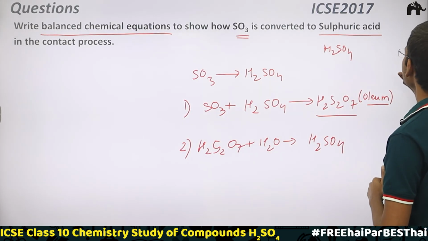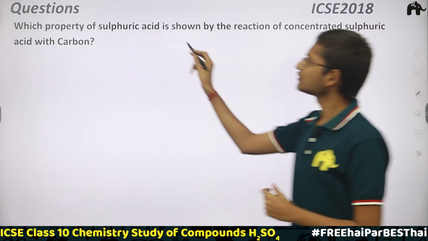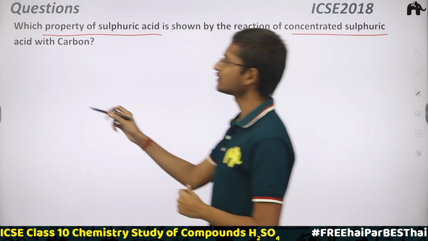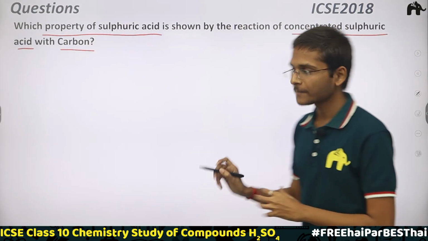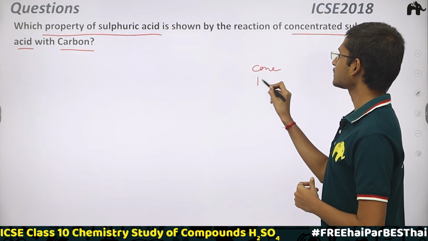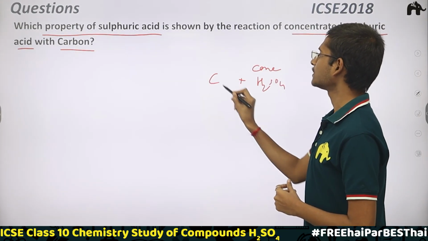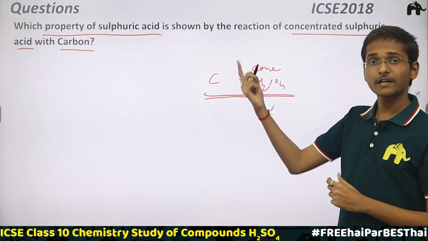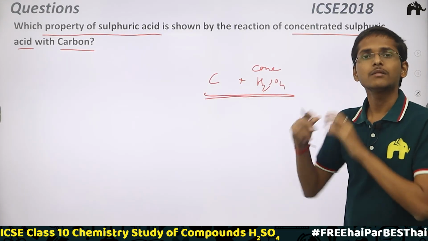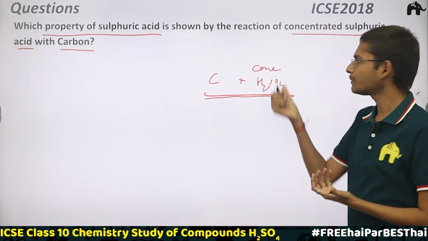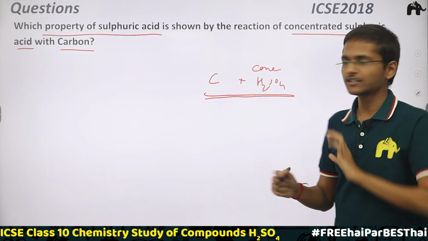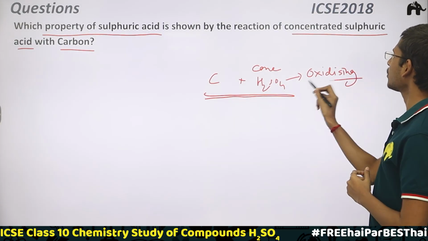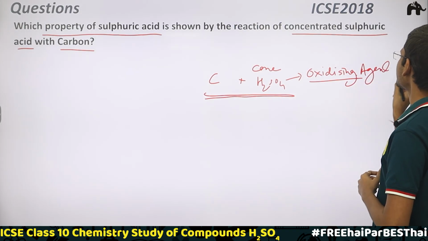And moving to the next one, which property of sulfuric acid is shown by the reaction of concentrated sulfuric acid with carbon. Okay, so again the same thing, concentrated sulfuric acid with carbon, which property would it show. Just now a few slides back we have seen the question. There they asked us to write the balanced chemical equation. Here they are asking which property is shown by the concentrated sulfuric acid. Now we know carbon is oxidized, right? So the property shown by the concentrated sulfuric acid is oxidizing property, right? Or simply you can write it is acting as an oxidizing agent.